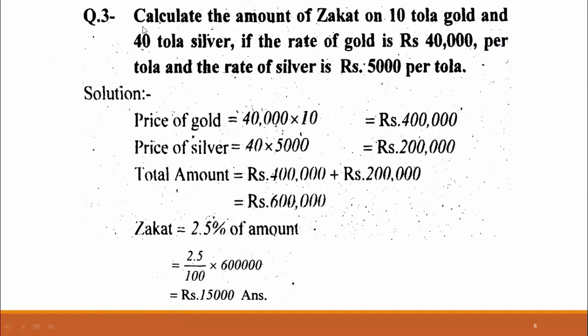Now in this question number 3, calculate the amount of zakat on 10 tola gold and 40 tola silver. A person has the amount in the form of gold and silver: 10 tola gold and 40 tola silver. So first of all, find the amount of per tola gold and the amount of per tola silver.